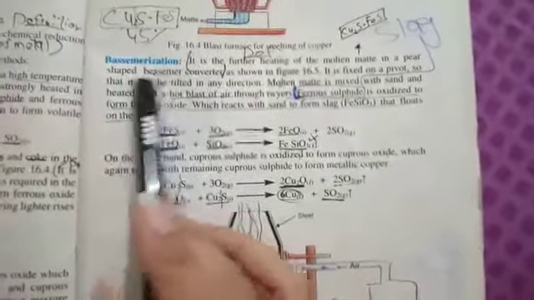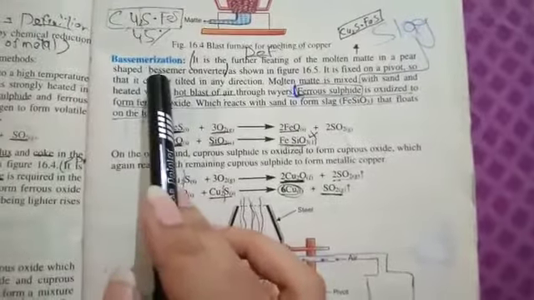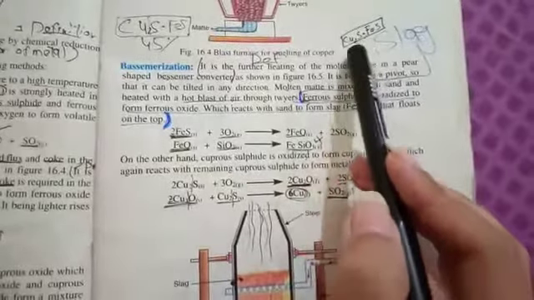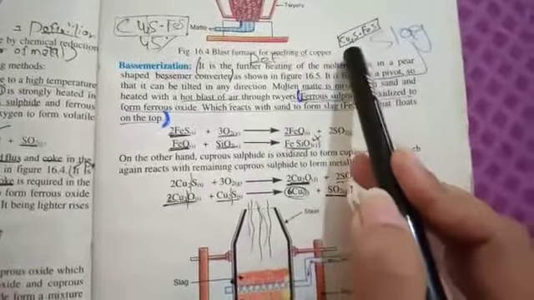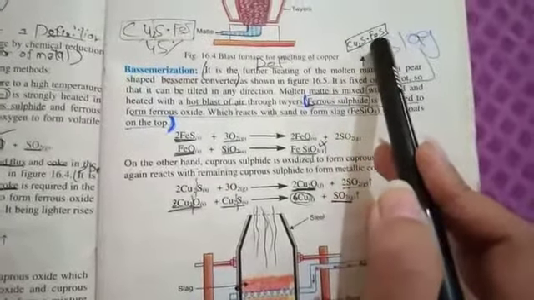Okay, students, now we will talk about the third and final step of the extraction of the metal, that is the bessemerization reaction. Before starting, I have to tell you that at the end of the smelting, we get the molten matte, that is the combination of the cuprous sulfide and the ferrous sulfide.